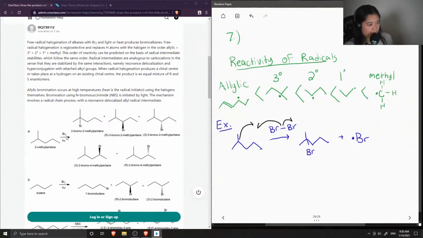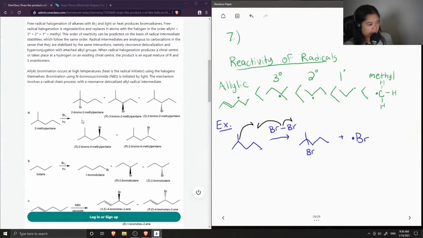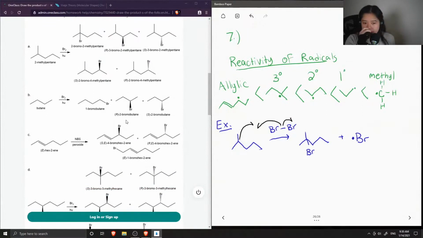So now if we look at what the junior tutor said with all of the different examples. For part A, you can see that they included all the different types of products you could possibly get if you reacted the bromine with heat and light. And they just showed both the R and the S configurations. They did the same for butane. Bromine can be at the end, in the middle, with the different configurations.